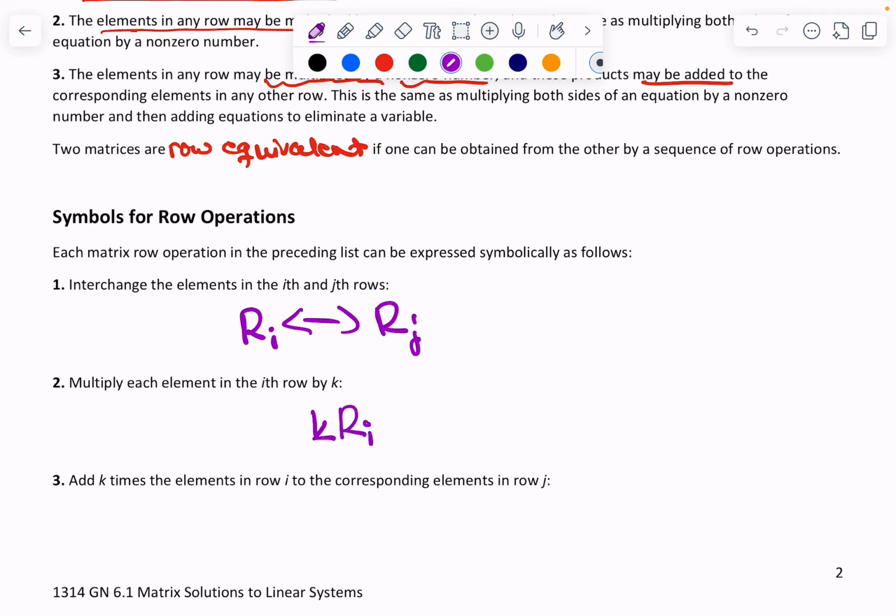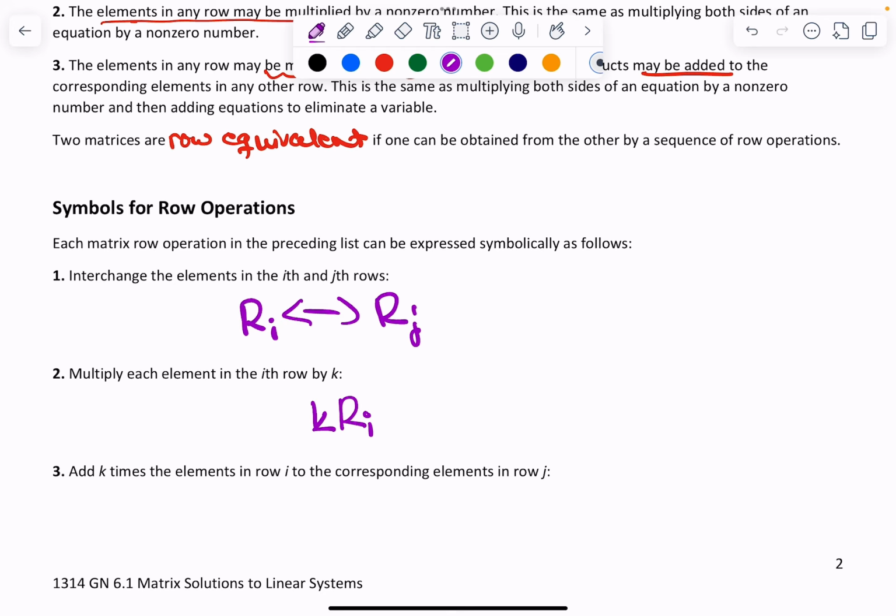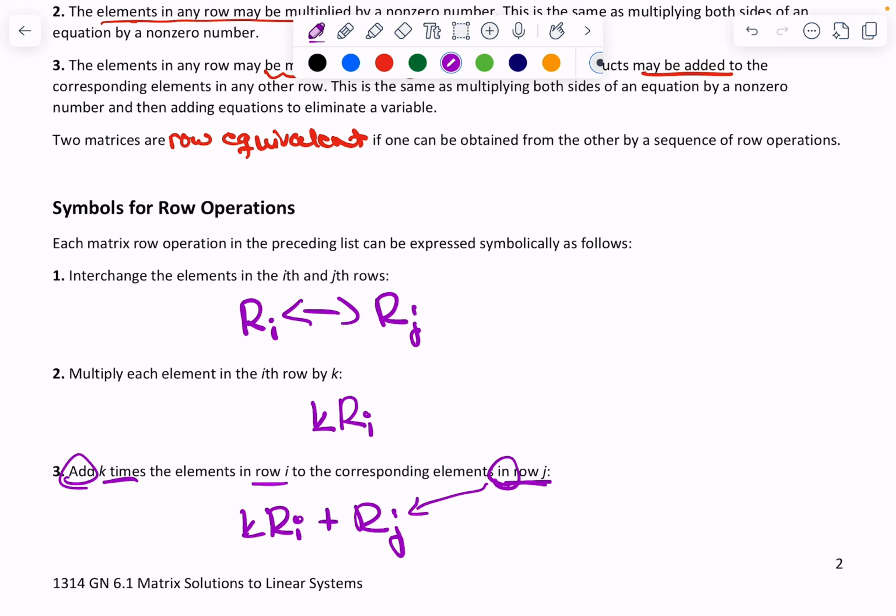Add k times the elements in row i to the corresponding elements in row j. So k times the elements in row i, we're adding to the corresponding elements in row j, plus row j. And it goes in row j. So whatever is the last one here, that is the row that we are changing the numbers on. That's where we are rewriting.